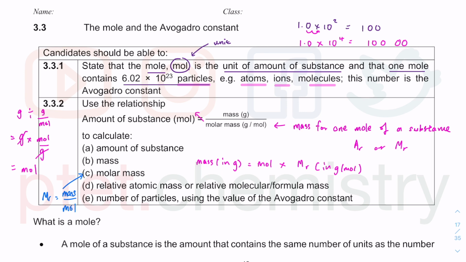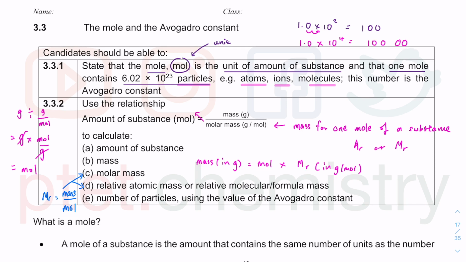Okay, and what else do I have? As you can see, mass over mole, mass in gram divided by mole in mole. And then relative atomic mass or relative molecular formula mass, that is just the mR. That is pretty much the same as this molar mass there. C and D are pretty much the same thing.